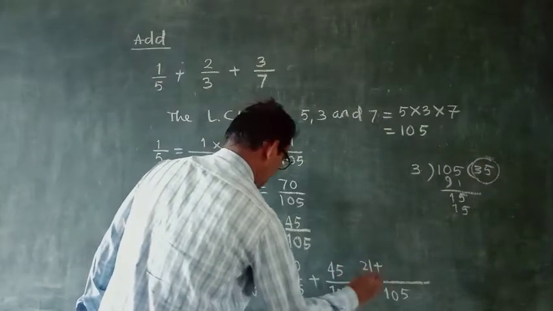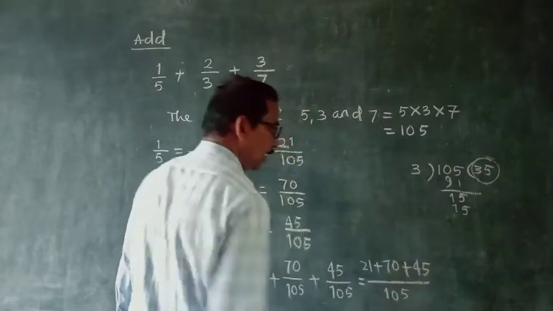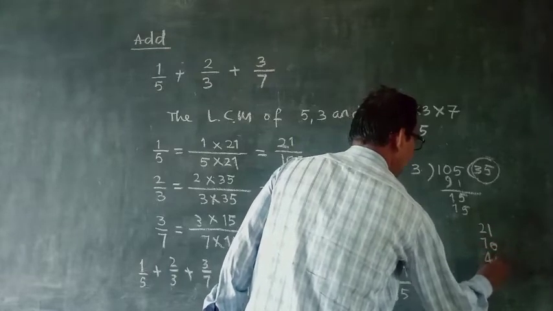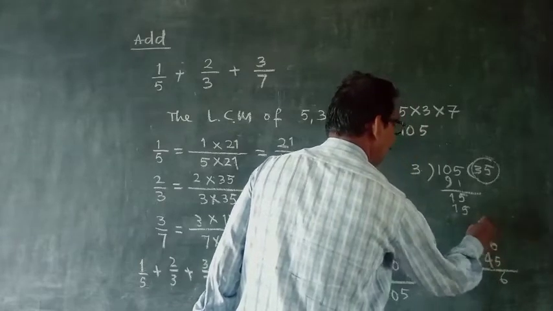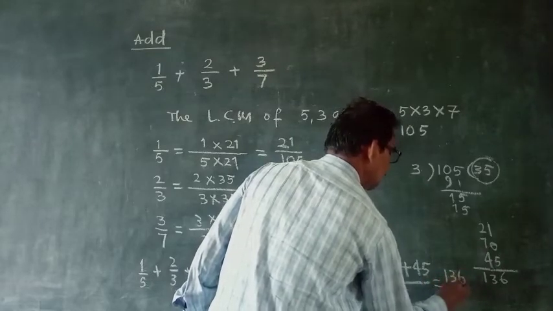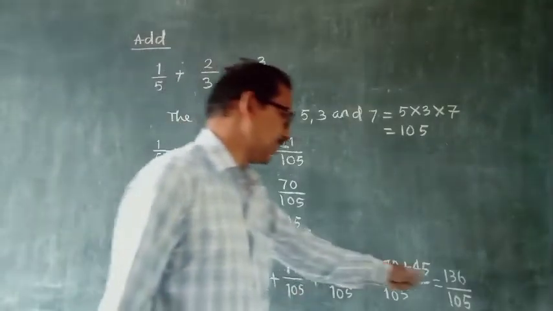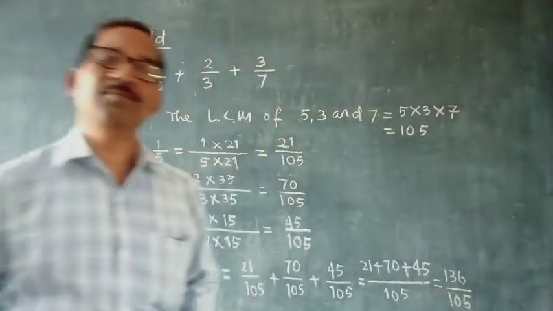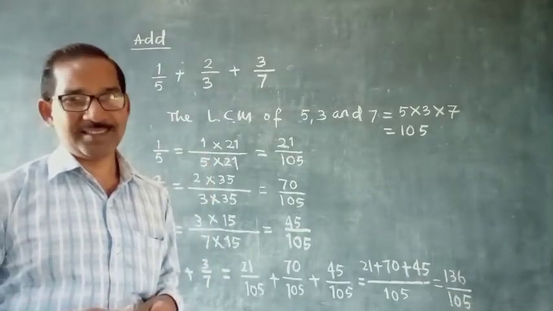21 plus 70 plus 45. You add them now. 21, 70, 45. 5 plus 1 is 6, 7 plus 4 is 11, plus 2 is 13. That is 136 divided by 105. Now it is 136 upon 105. This is the answer. Okay. Now I am doing one more question.